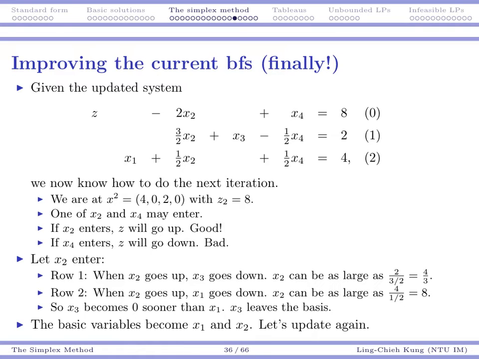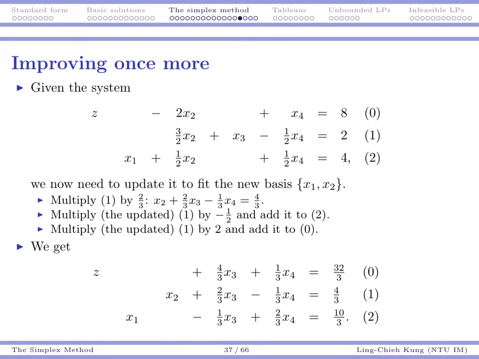Okay? And then we know when we enter x2, we will hit 0 for constraint 1 first. x3 will become 0. So that's why we know x3 is the one that's leaving the basis, and x2 is the one entering the basis. So the basic variables would change from x1, x3 to x1, x2. If we want x1 and x2 as the basic columns, then we need to fix this guy. This number should become 1, and all other numbers should become 0.